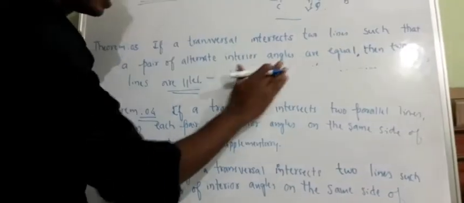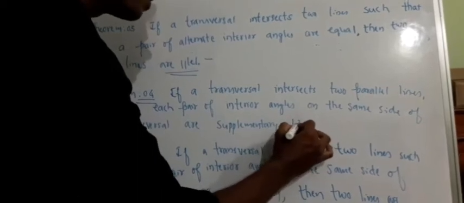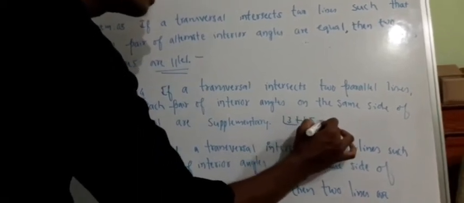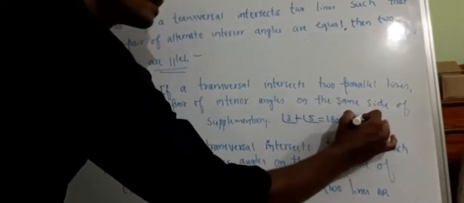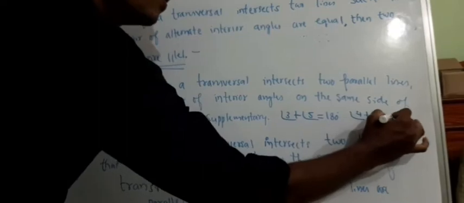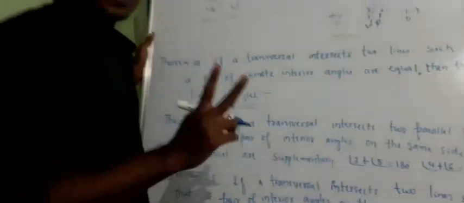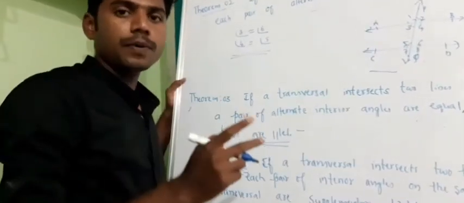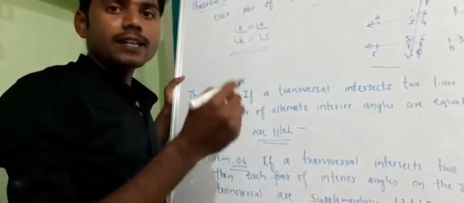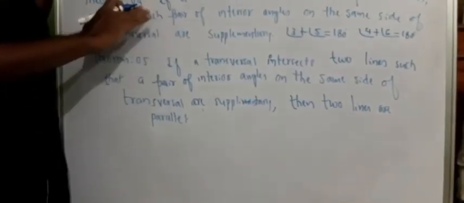That is, here I was supposed to write angle 3 plus angle 5 is equal to 180 degrees. Angle 4 plus angle 6 will be equal to 180 degrees. When is this the case? Whenever a transversal intersects two parallel lines, then the pair of interior angles on the same side of a transversal will be supplementary. Next, theorem 5, it will be a converse of theorem 4.